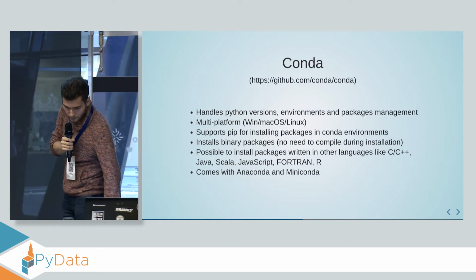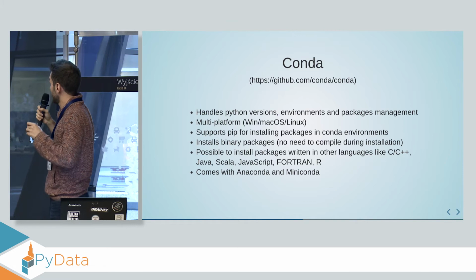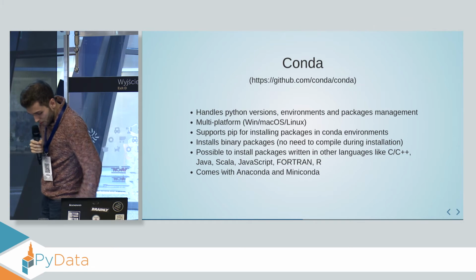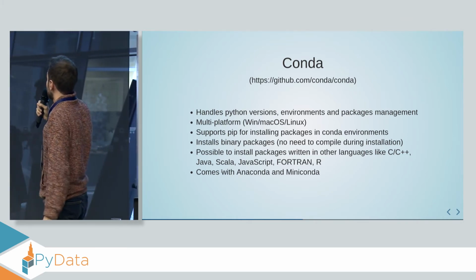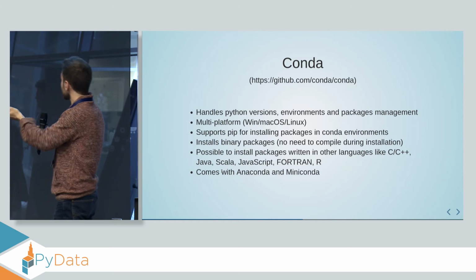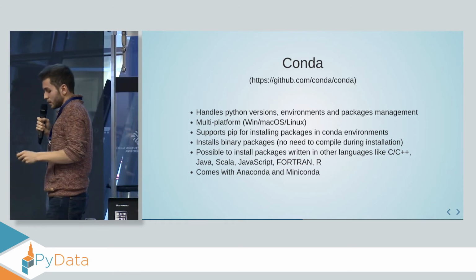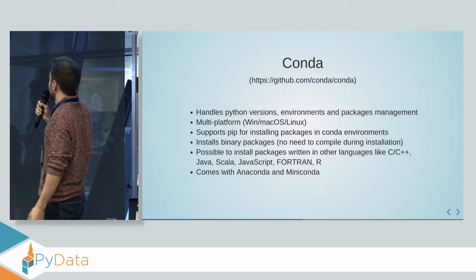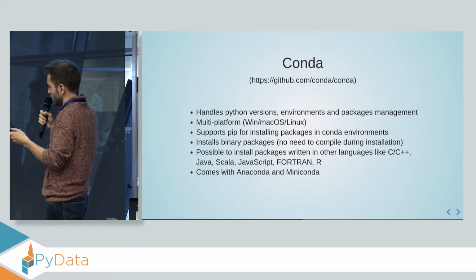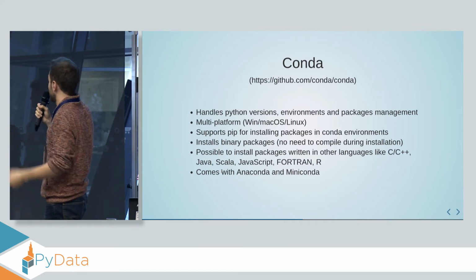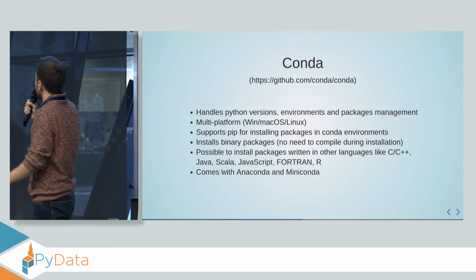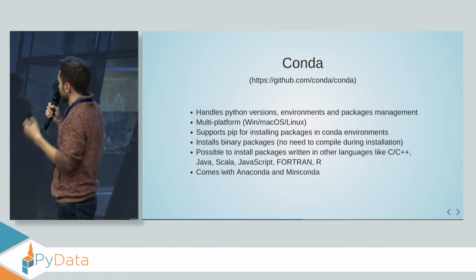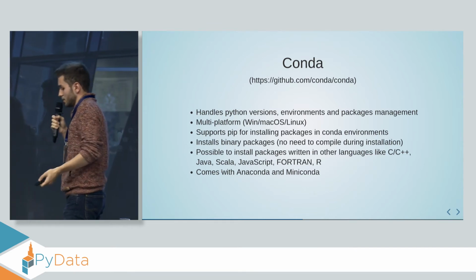The other tool that combines all of those, so environments, managing Python versions, and installing packages, is conda. What's important is it's multi-platform, so you can use it on Windows, unlike the pyenv that I mentioned before. It also supports pip for installing packages inside environments. And what's really important about conda is that it installs binary packages, so there is no need to compile, and there are no problems with installation.